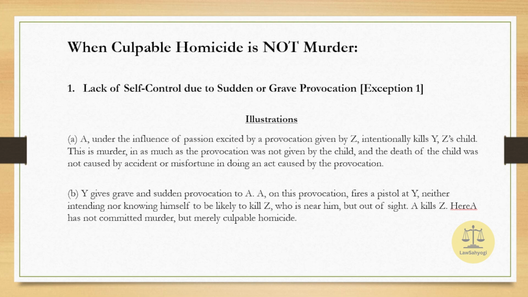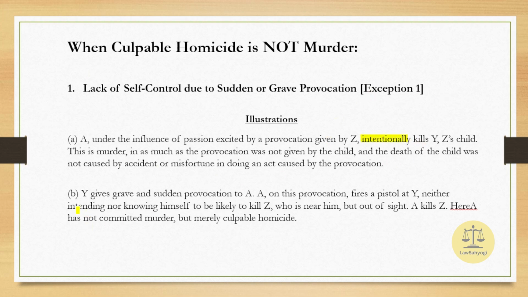Now we come to the illustration part of exception number 1. Here we see that suppose A, under the influence of passion excited by a provocation given by Z, intentionally kills Y, who is his child. So this will amount to murder, because the provocation was not given by the child and the death of the child was not caused by an accident or misfortune, as the killing was intentional.